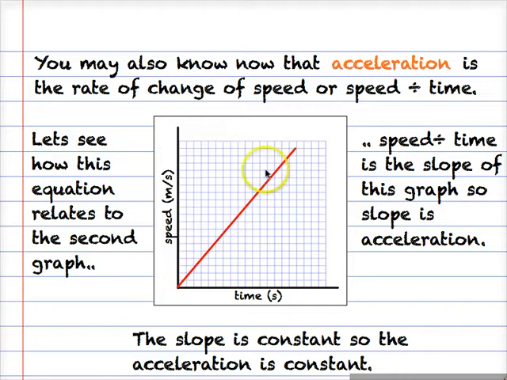Now we can see that the slope is constant here, it's not changing, indicating that the object is accelerating at a constant rate. As we would expect for an object falling close to the surface of the moon or a planet, we'd expect the acceleration to be constant.